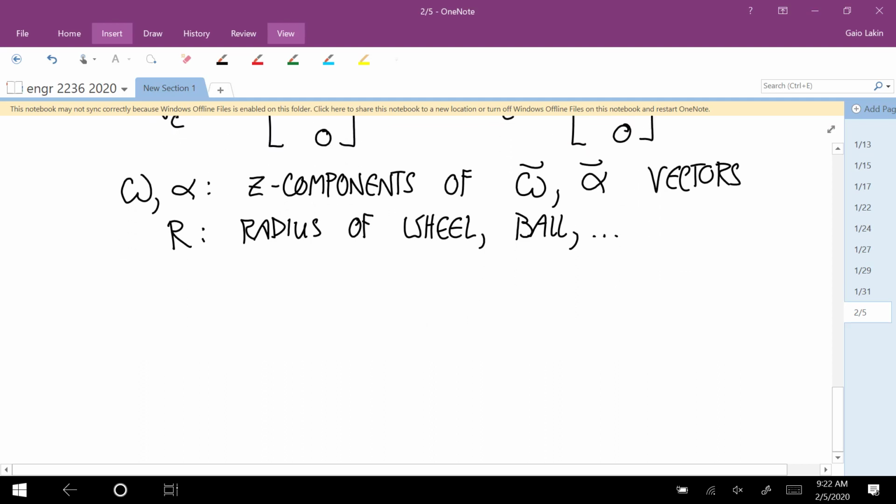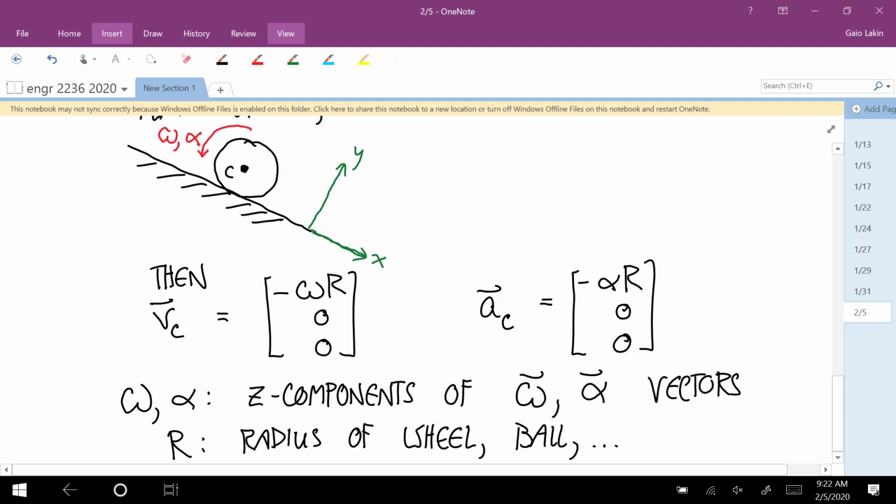So the way it works is if they are positive and it's rolling this way, then you can see that the velocity and acceleration would be up the ramp in the negative x direction. If those are negative and it's rolling this way, then omega and alpha are negative, and these come out positive, and that means it's rolling that way. So it's pretty intuitive. Okay.